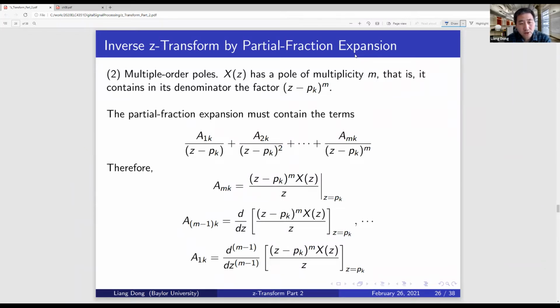If I have multiple order poles, if I have a double pole, or I have an mth multiplicity of poles, so X(z) has a pole of multiplicity m, so p1, p2, p3, all the way to p sub m, they are all the same. The denominator contains the factor of this. Then the partial fraction expansion must contain these terms. We get the first one, which has z subtract p sub k on the denominator. The second term has z subtract p sub k squared on the denominator. And so on and so forth. We have those m different terms.